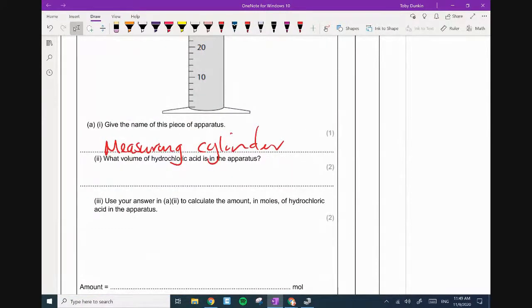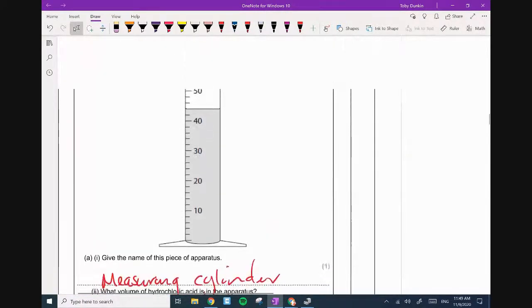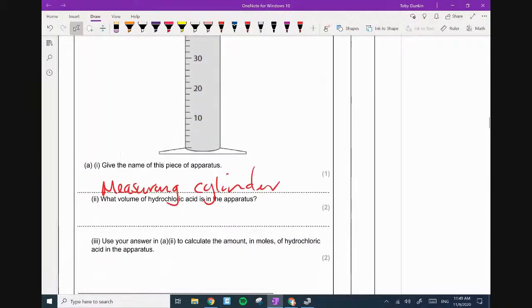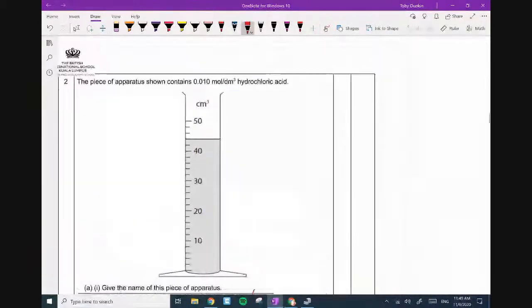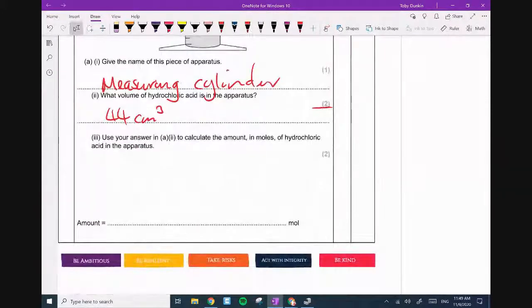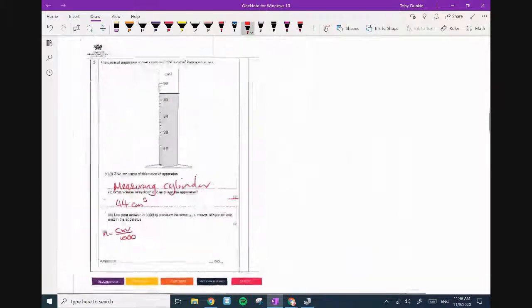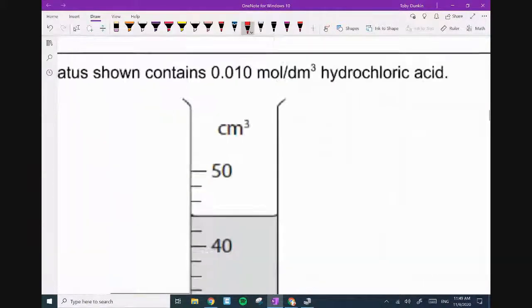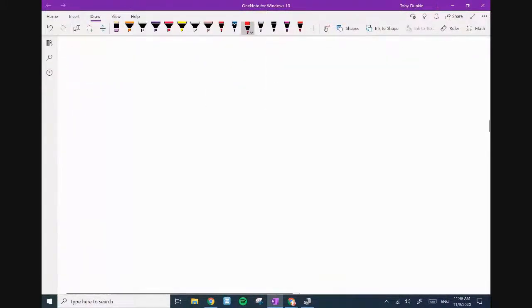What volume of hydrochloric acid is in the apparatus? 44. Now it's 2 marks. You had 44 was 1 mark, but then you had to give the units, centimeters cubed. Use it to calculate the number of moles. First mark, number of moles is concentration times volume over 1,000. Loads of people make crazy errors here, guys. Loads of calculator errors being made. It gave you the concentration, which was 0.01.